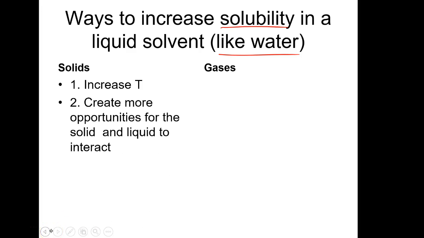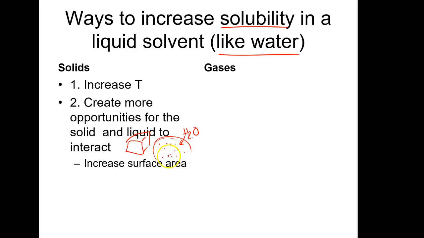And another way to do it is create more opportunities for the solid and liquid to interact. So one of the big things you can do with that is increase the surface area. If you're looking at a sugar cube versus powdered sugar, powdered sugar has a greater surface area and it's going to dissolve better because all the water molecules can get in to all the different little particles, compared to a sugar cube where the ones on the inside are just kind of trapped waiting their turn.